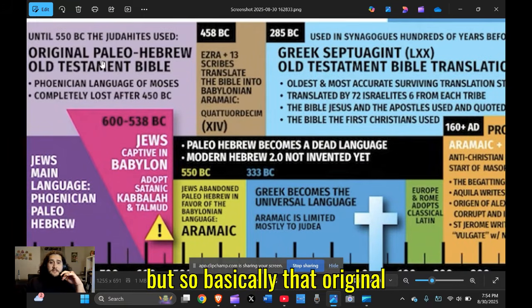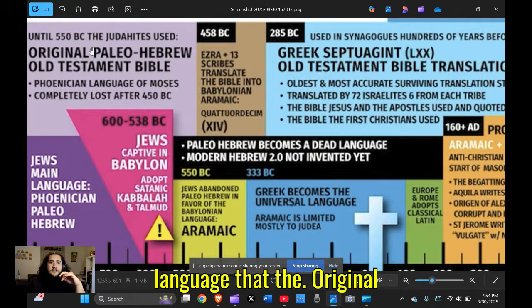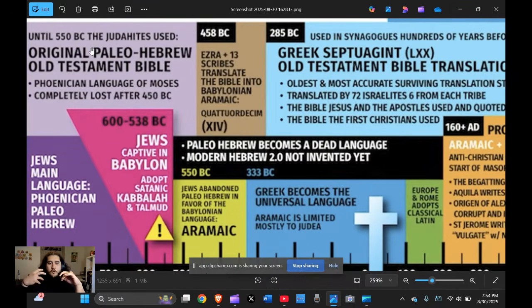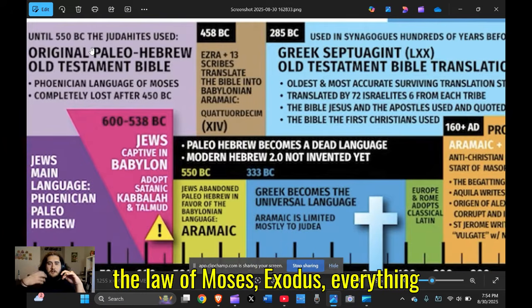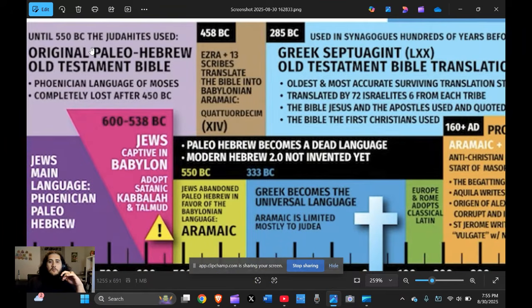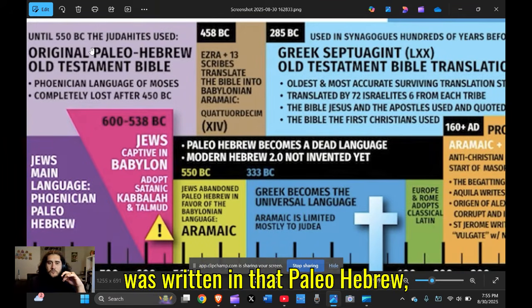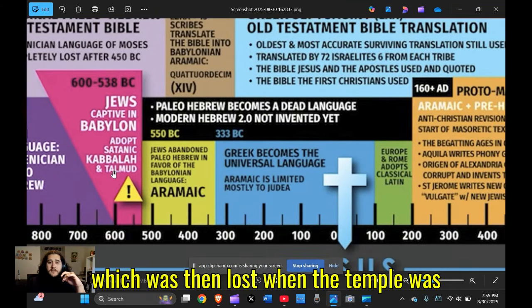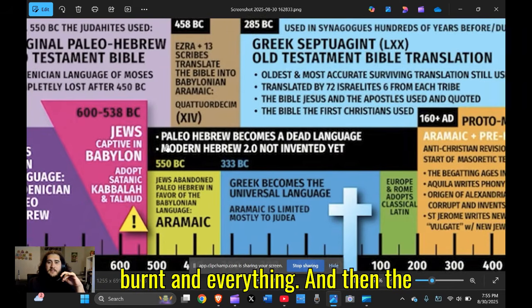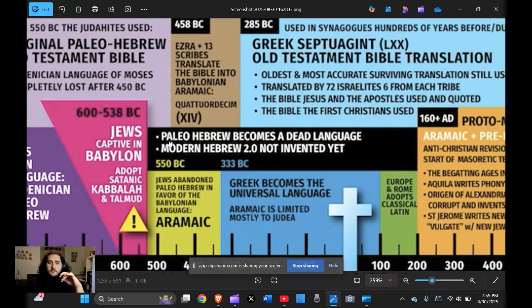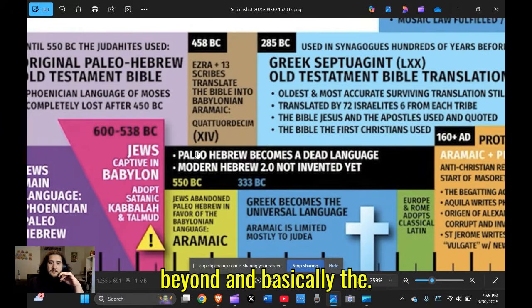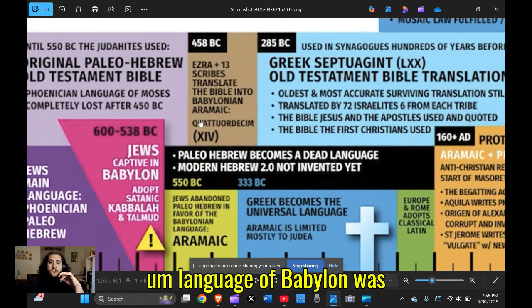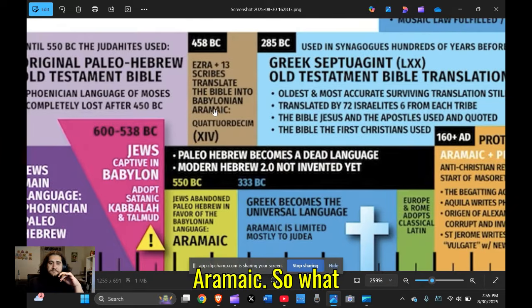But basically, that original language, the original Old Testament, the original law, specifically the words of Moses, the law of Moses, Exodus, everything was written in that Paleo Hebrew, which was then lost when the temple was burnt, and the language basically ceased to exist. Why? Because they now live in Babylon. Most Jews were transported to Babylon and beyond. And basically, the language of Babylon was Aramaic.